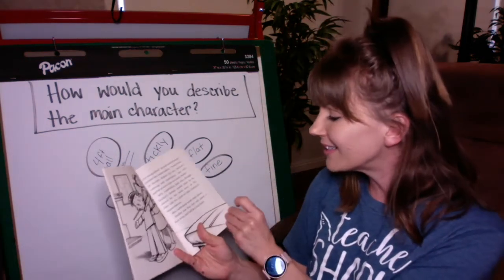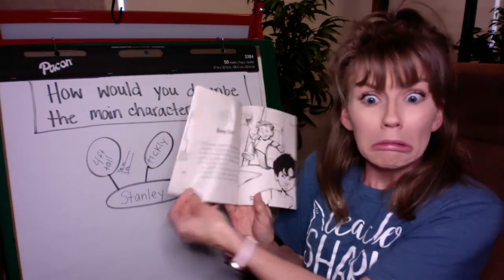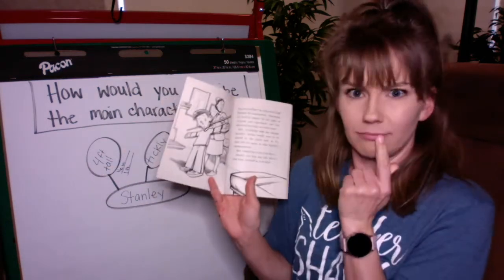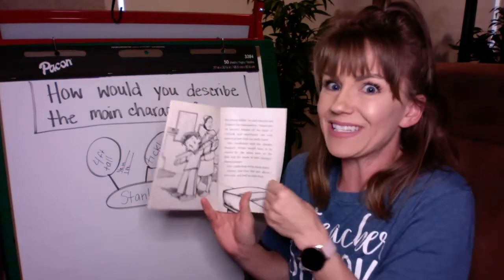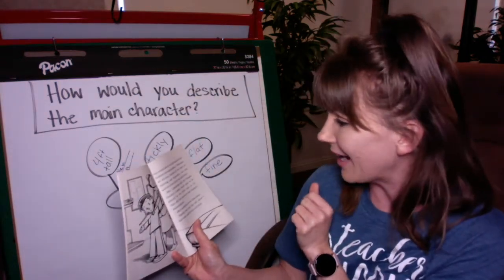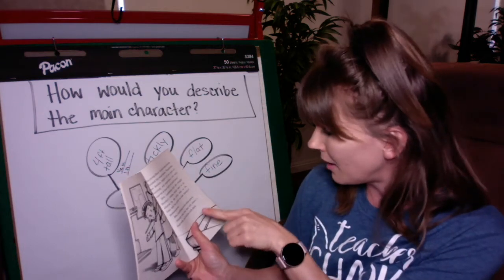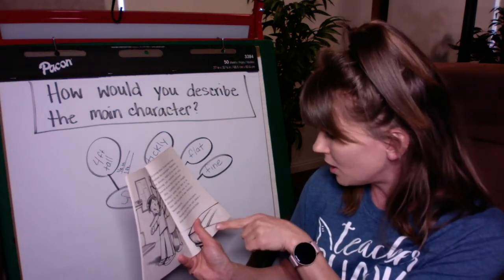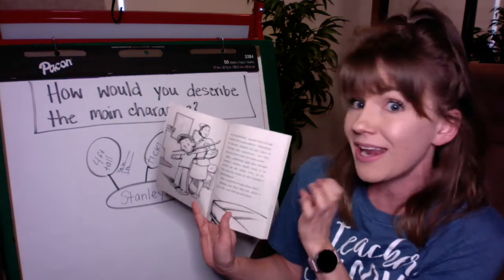All right, boys and girls, let's turn the page. That's the end of chapter 1, and the next page starts chapter 2. So I'm going to go ahead and stop right there. I'm just going to check back through and make sure we got all of our ways to describe our friend Stanley, and I think we did.